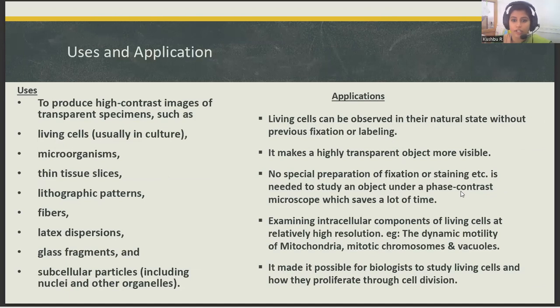So what are the applications and uses of the phase contrast microscope? As told, the organism can be studied unstained, so it avoids sample preparation. The organisms can be studied in their live condition. It helps us to study live cells, microbes, thin tissues, lithographic patterns, fibers, latex dispersion, and many other morphology studies can be done. Its application is to study the organism just the way it is, as we do not have sample preparation.